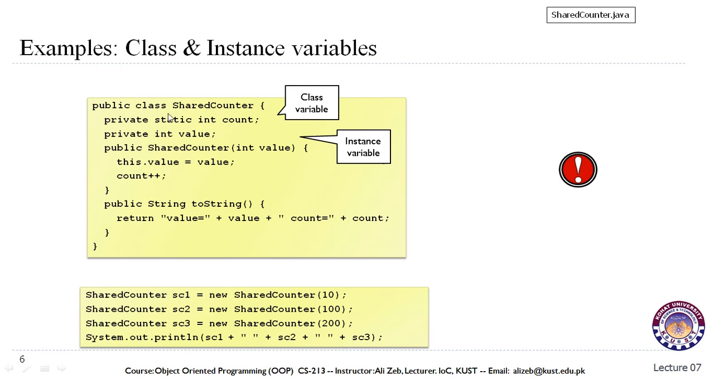So in this example, we have the shared counter class. It has a public static int count variable and it has an int variable, value. The count variable is the class variable, that is, it is a static variable, that is why it is called the class variable. And the value variable is an instance variable, that is, the value of this variable will be different for each object of the shared counter class. And we have a toString method in this class, that is, when we print the object for this class, a certain output, that is the value in this value variable and the value in this count variable, will be printed for that object.